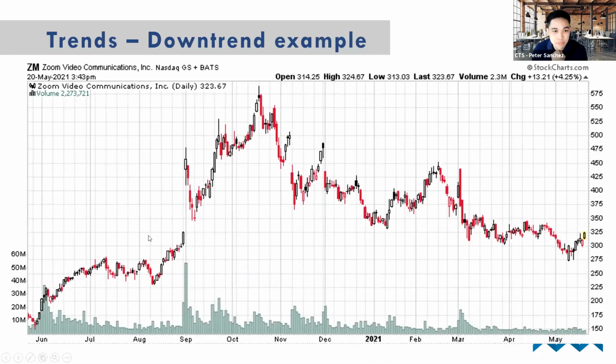For an actual example, we have Zoom or ticker symbol ZM. So in this case, we have a high, a low, a lower high, and a lower low. So connect the highs. So starting November until mid 2021, we could say that Zoom was on a downtrend.